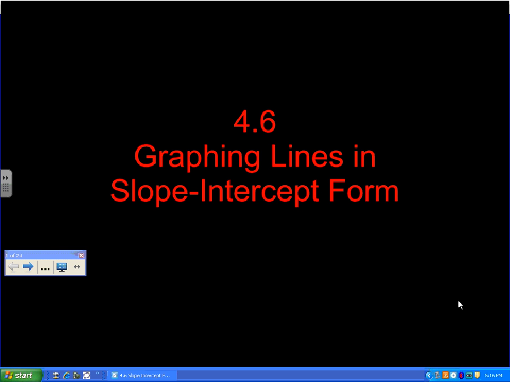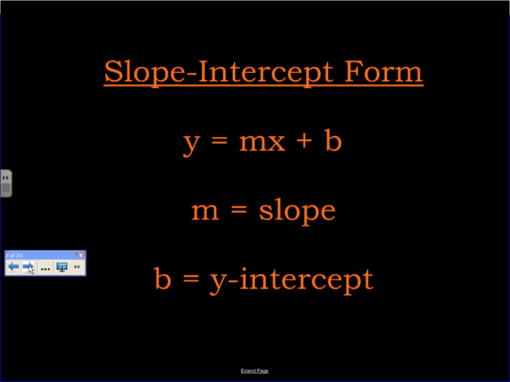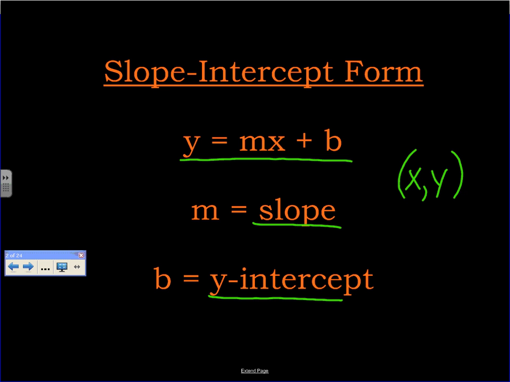All right, we're going to get started here on section 4.6, graphing lines in slope-intercept form. Slope-intercept form is in the form y equals mx plus b. That's right here. The variable m stands for slope, and the variable b stands for your y-intercept. And we also have the variables x and y, which you always have in a slope-intercept equation, but x and y represent an ordered pair on the line.